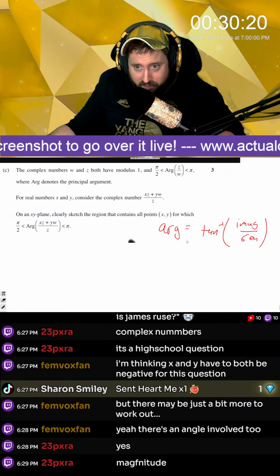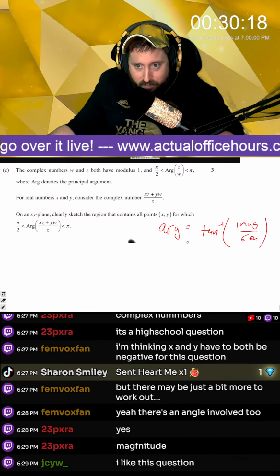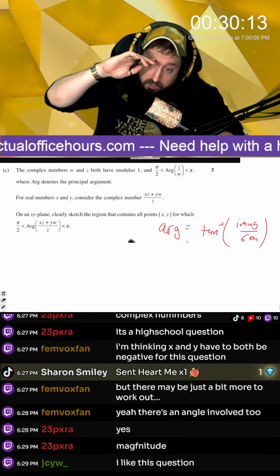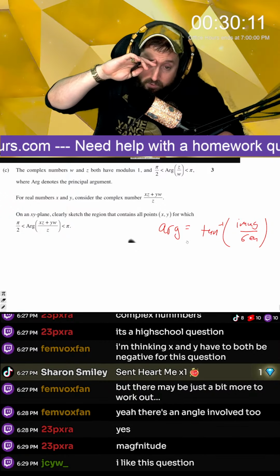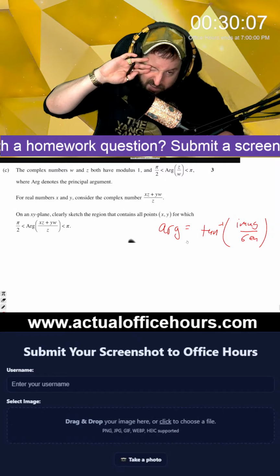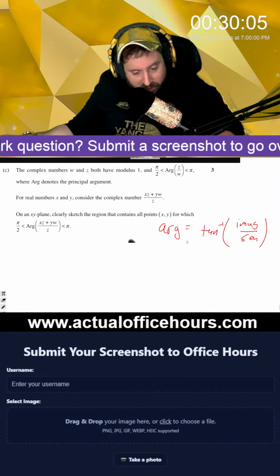Okay, for real numbers x and y, consider the complex number that. On a plane, clearly sketch the region that contains all points for which pi over 2... Oh, so the argument of this is in the second quadrant, I guess, right?